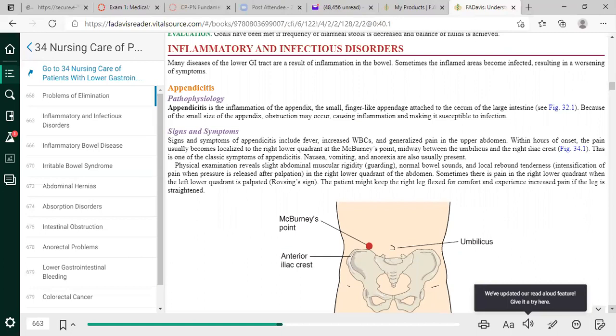With appendicitis, the patient will experience rebound tenderness, and it intensifies when pressure is released after palpation. It also talks about the Rovsing sign, where there is pain in the right lower quadrant when the left lower quadrant is palpated. You want to know the difference between both of those terms because you will be tested on those two terms.